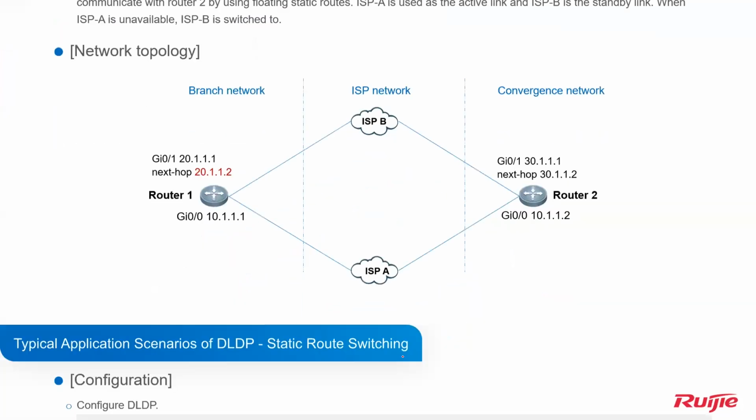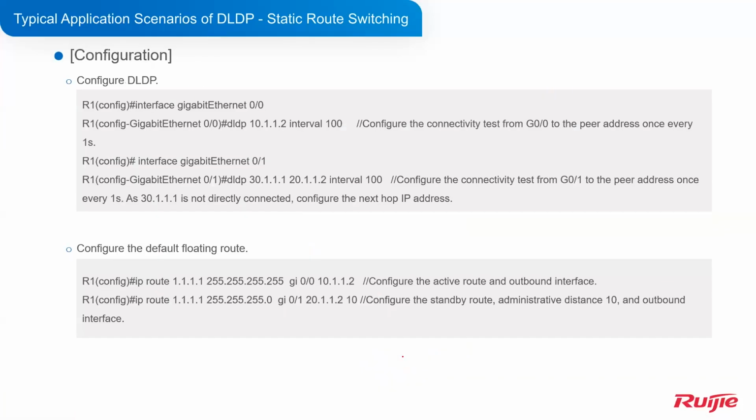Okay. Next, let's see the static route switching configuration. Interface GigabitEthernet 0/0, DLDP 10.1.1.2, which is the destination IP, interval 100. By using this command, we can configure the connectivity test from G0/0 to the peer address once every 1 second. And on the other interface, the configuration is similar, right?